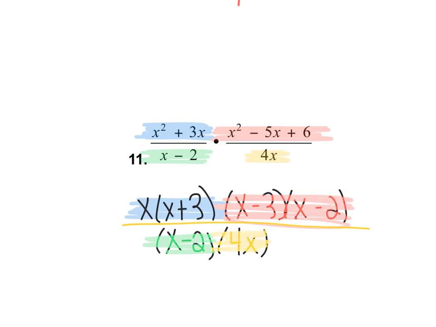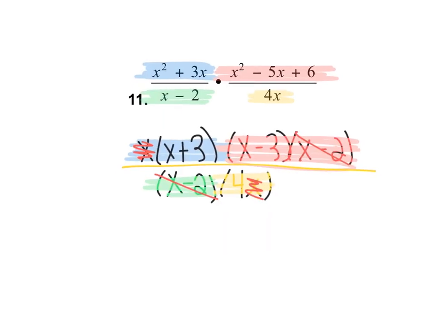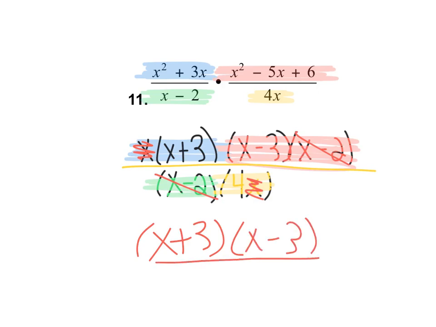Let's go ahead and look and see what we can cross out. In the top and the bottom, we have an x minus 2 and an x minus 2. And we have an x and an x. And it looks like that is about it. So we should be left with x plus 3 and x minus 3, and 4 in the denominator.